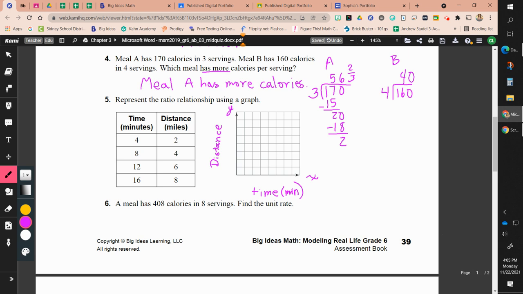Now I need to figure out what I want to use for scale. And I think along the bottom I'm going to use counting by fours, because it looks like I need to get at least to 16, and they only gave me 1, 2, 3, 4, 5, 6, 7, 8, 9, 10. So 4, 8, 12, 16, 20, 24. Okay, and then 28. Along the distance, I think I'll count by twos, because the highest we got was to 8.